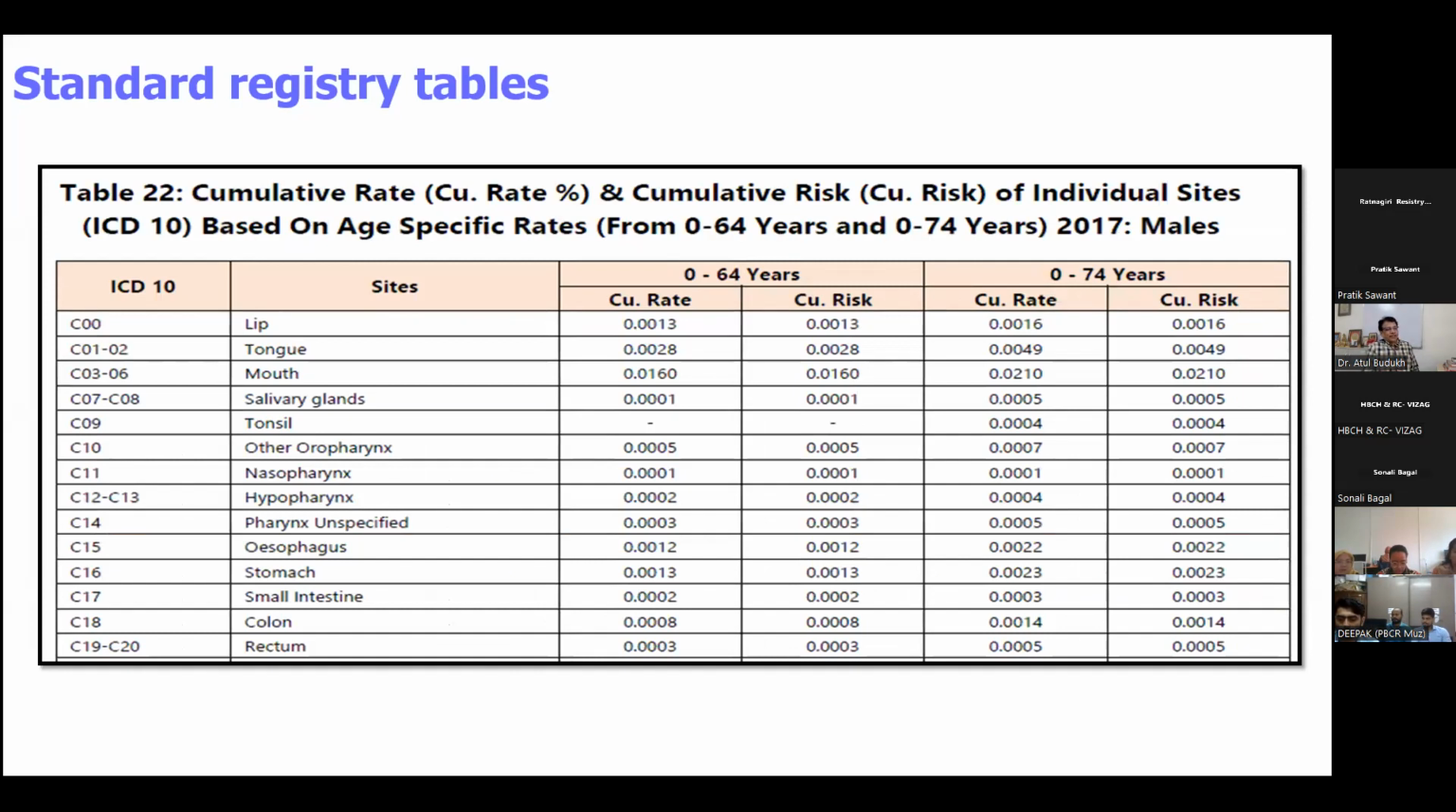Then the cumulative rate and the risk are almost the same. When the difference between two rates is high, the risk is different. What is the cumulative rate? What is the risk of getting the disease in the population? So these are the standard registry tables. You go to CI5, it gives you the same things.